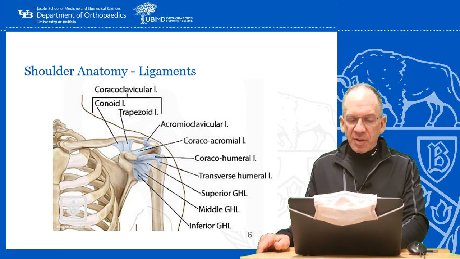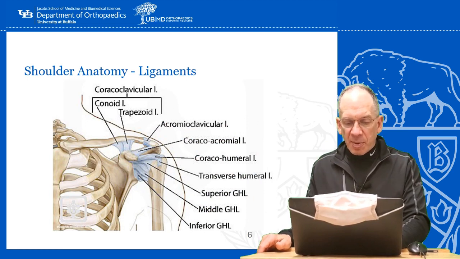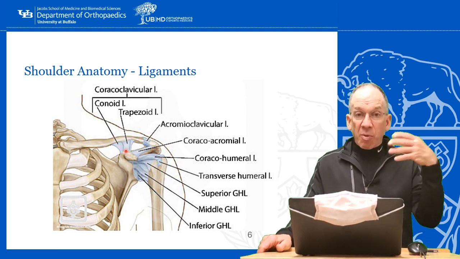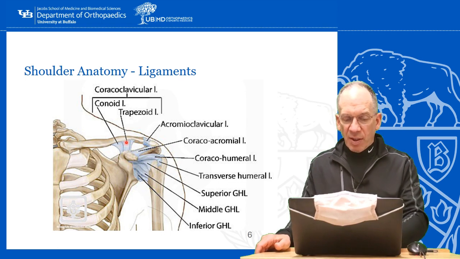Bony anatomy of the shoulder, quick anatomy summary. Here is the clavicle, here's the acromion. These are the conoid and trapezoid ligaments. We're not gonna get tested. I won't test you in that kind of granular way. You probably had that already for gross.